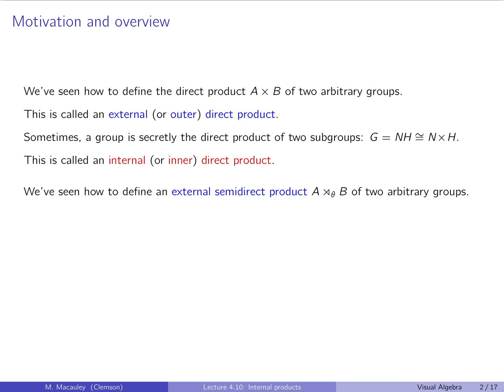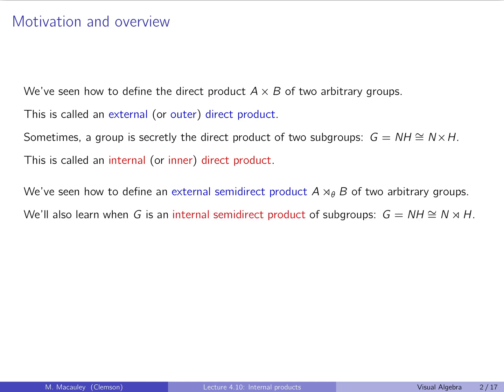We've seen how to define an external semidirect product of two arbitrary groups A and B in the previous lecture. In this lecture, we'll learn how to identify when G is an internal semidirect product of two of its subgroups. That is, when a group G, which is the product of N and H, is also isomorphic to the semidirect product of N and H.